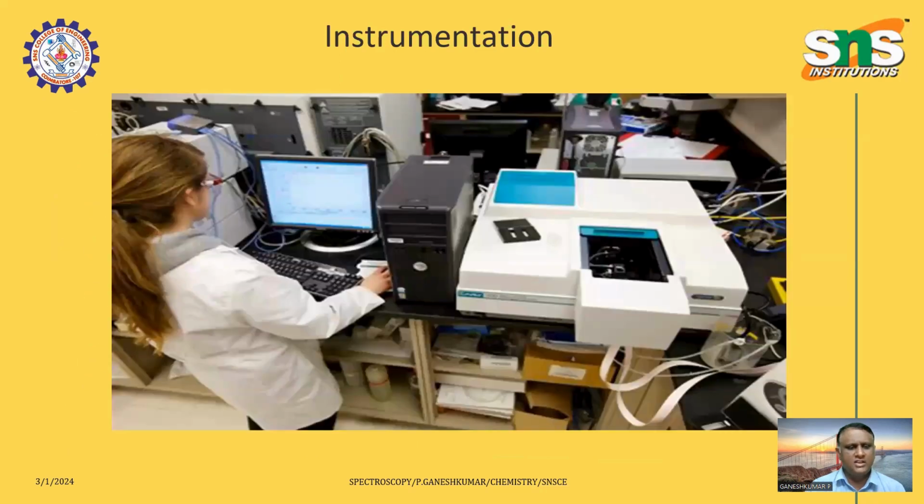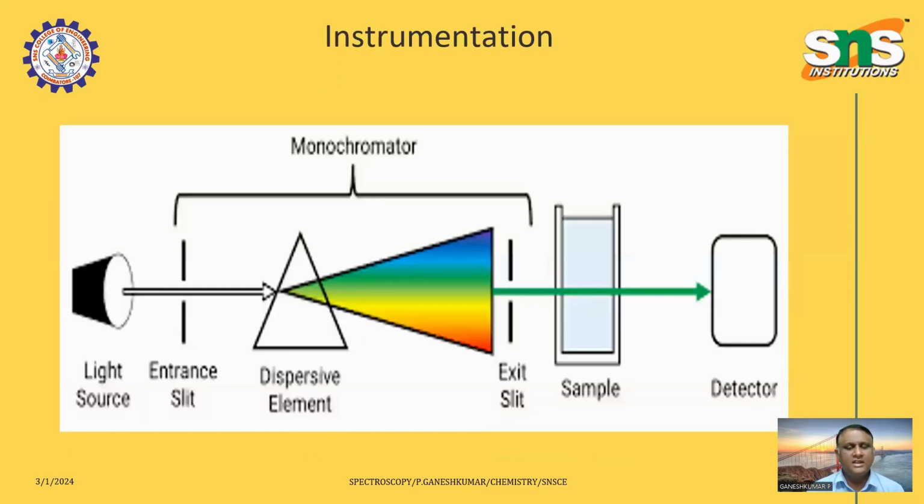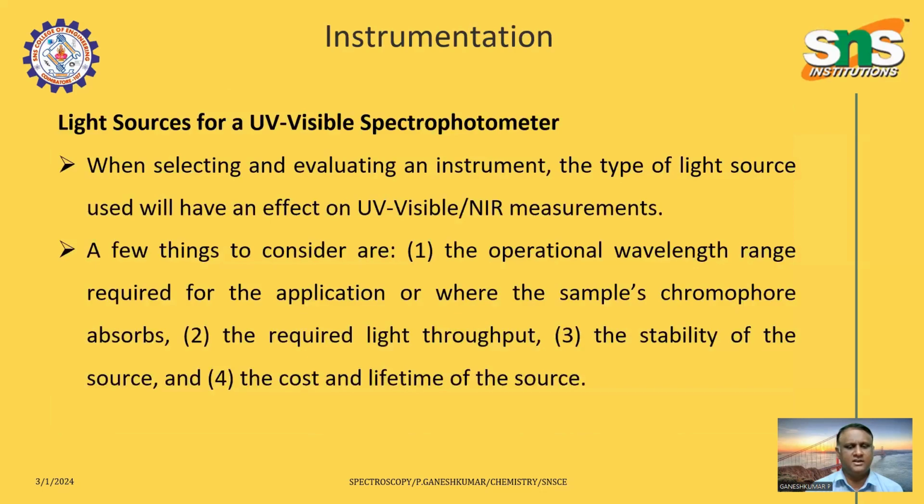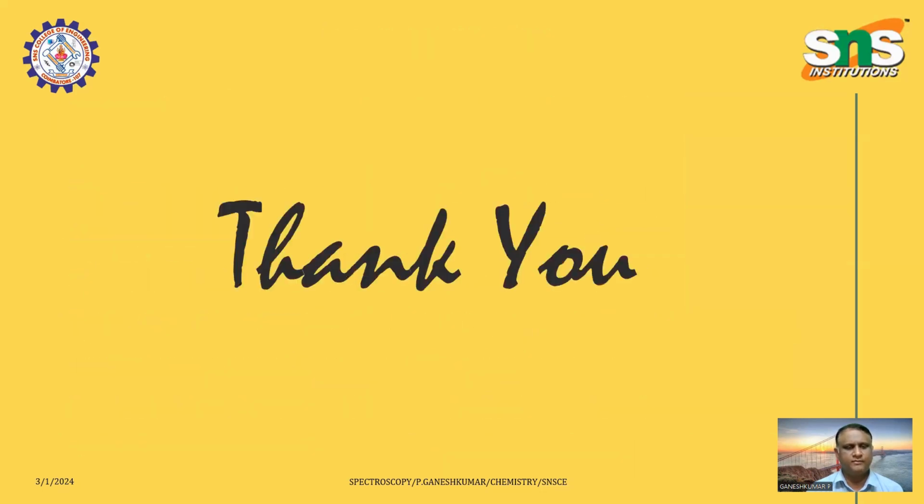So as far as the instrumental part, in this session, we'll stop with the light source. And in the next session, we will talk about the monochromator, the entrance slit, exit slit, sample containers, and the detectors, the types of detectors which we use.